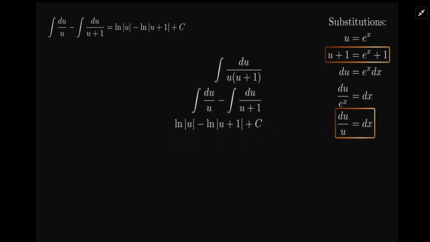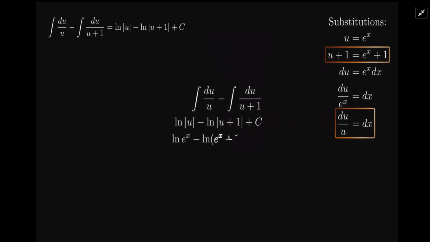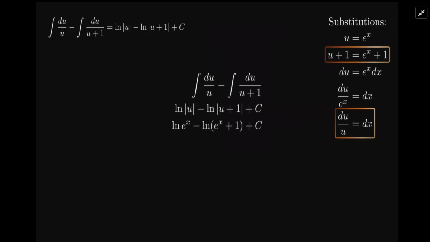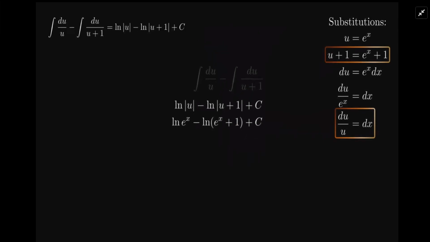Now we just put in e to the x for u. And we can take the absolute value signs away because e to the x can't be negative. So that's it. We can simplify a little bit at the end. Natural log of e to the x is just what? Just x.